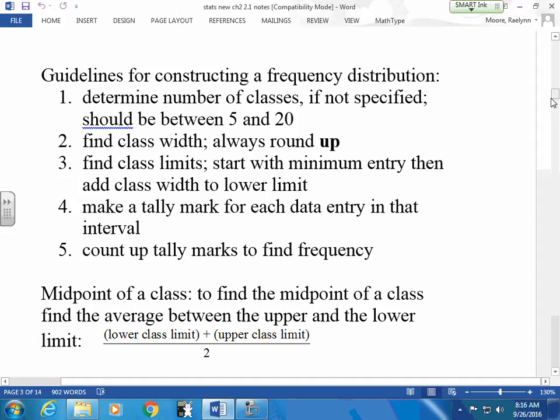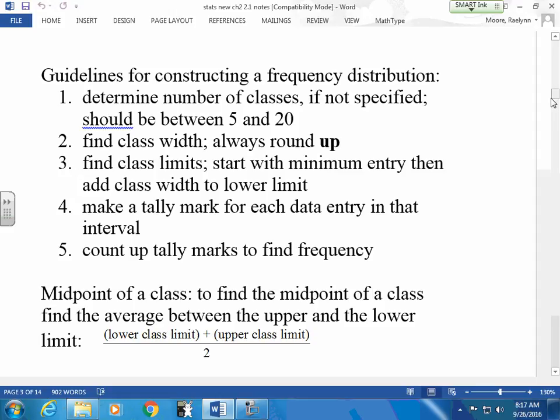So here are the guidelines for constructing a frequency distribution. You're going to determine the number of classes. Somewhere, they say 20, I say 15. But you don't want too many bars. Too many bars and your graph kind of loses its value. You're going to find your class width and always round up. You're going to start with your minimum entry, and we're going to work our way up. You're going to put your tally, count your frequency. We're going to count up your tallies. This is your frequency distribution table. We use this to start everything.